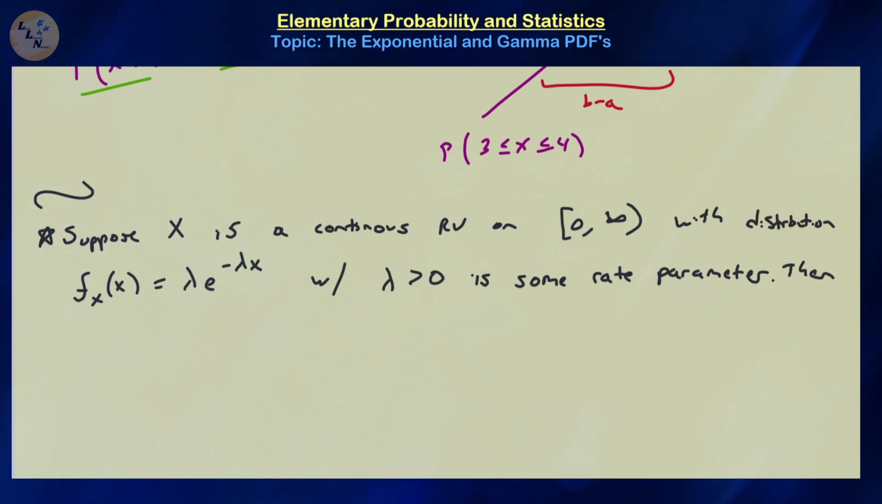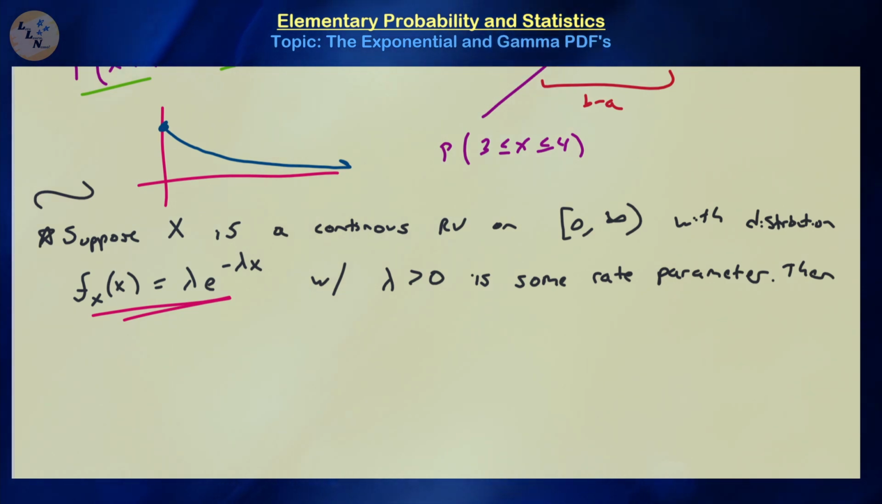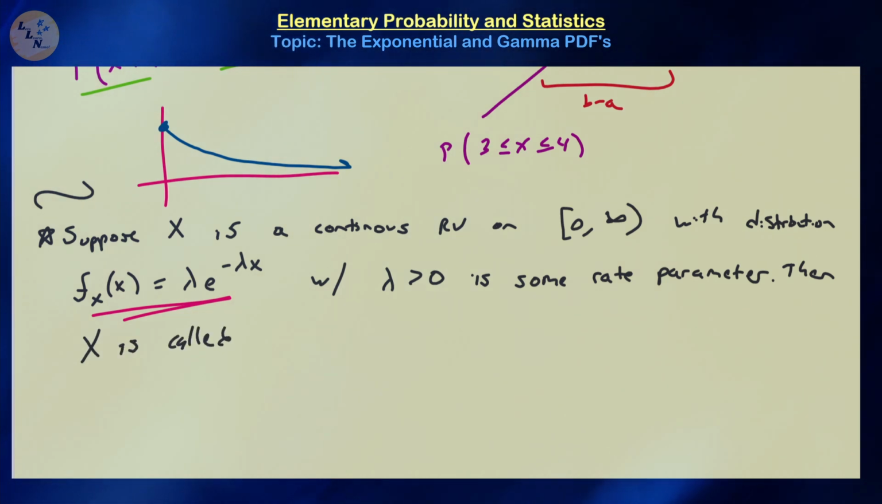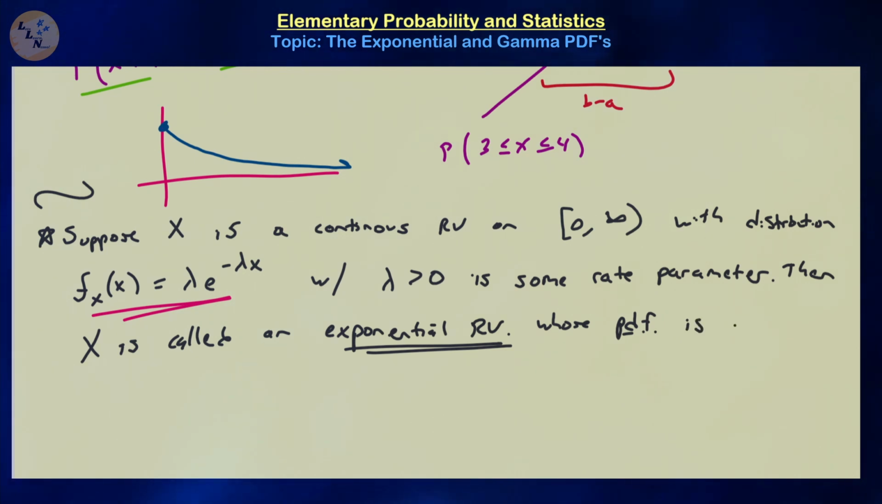So if x is a random variable that satisfies this domain criterion and follows this distribution, what does this distribution look like? If you were to graph this, it will look like this type of thing, almost like an exponential decay type of curve. So if x is a random variable that satisfies this criteria, then x is called an exponential random variable, whose PDF, probability density function, is this function given here.